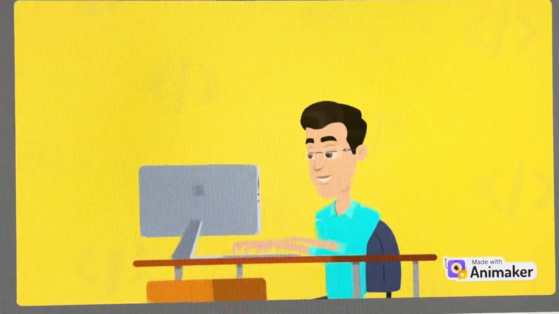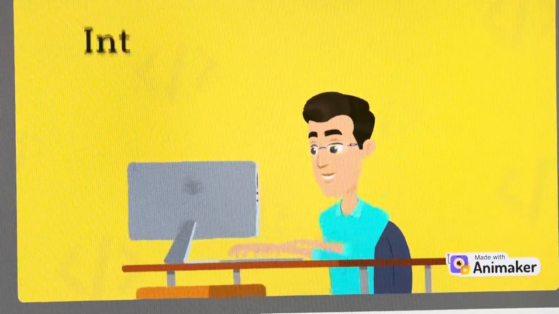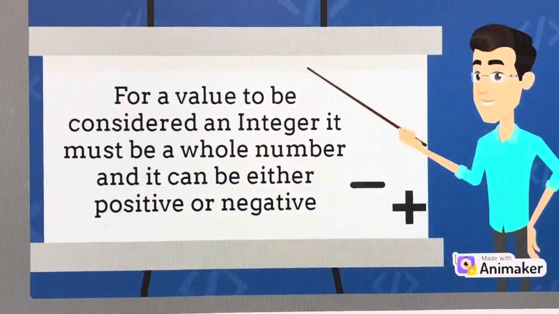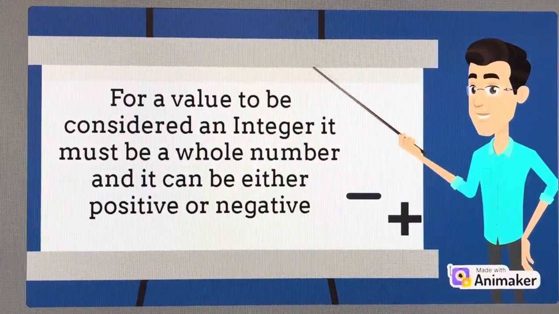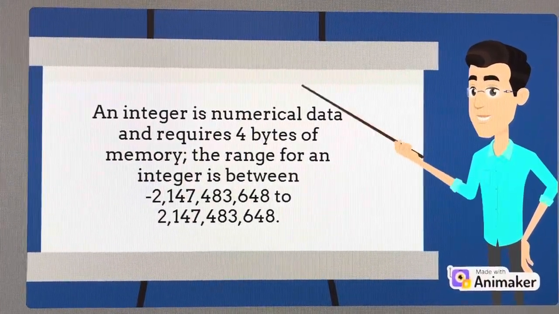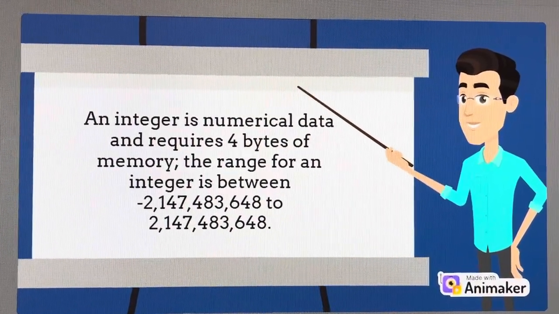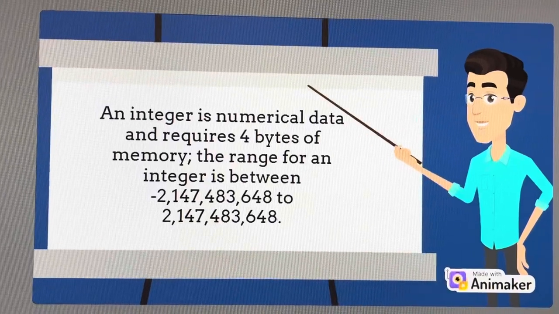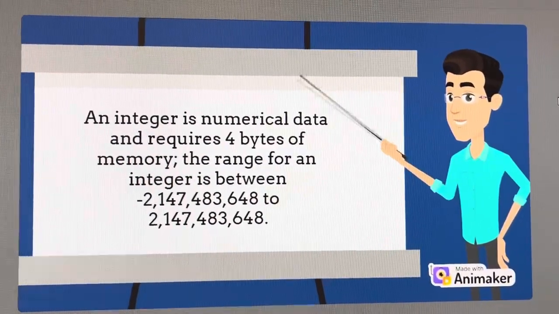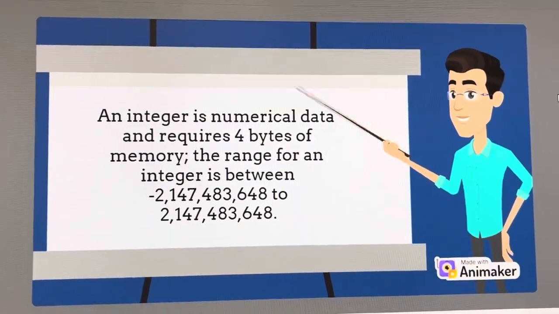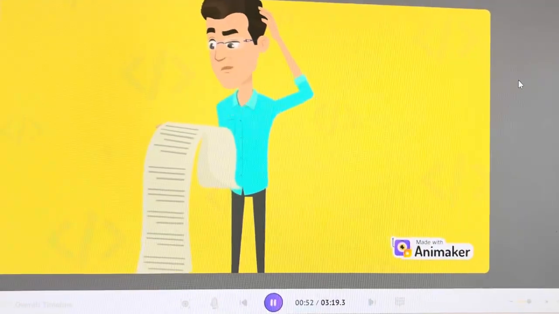There are many types of variables in C++, however the one we are focused on today is integer, or int for short. For a value to be considered an integer, it must be a whole number, and it can be either positive or negative. An integer is numerical data and requires 4 bytes of memory. The range for an integer is between -2,147,483,648 to 2,147,483,648.